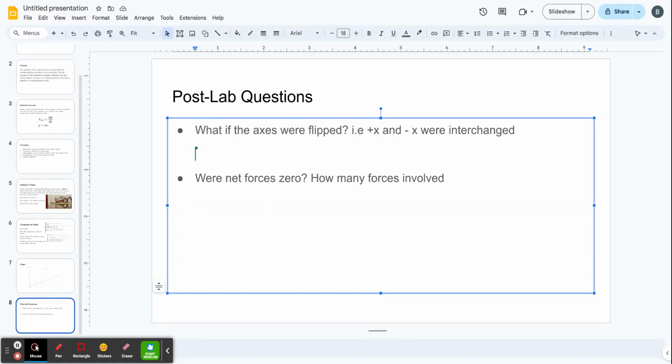And how many forces were involved? Air resistance, friction, and the slight deformation of the tape as it rolled. And I think that's it.